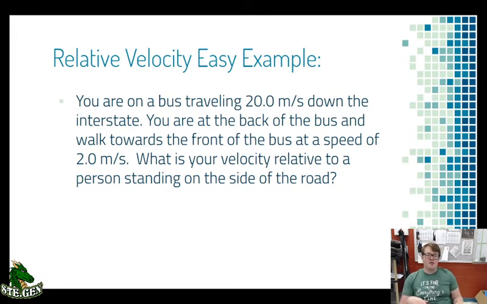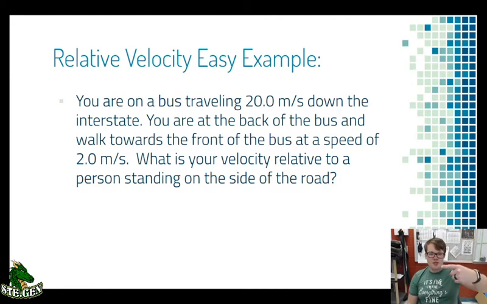So you can combine those vectors together, the bus relative to the viewer and you relative to the bus added together will give you your speed relative to the viewer, to someone standing on the side of the road. So they will see you inside the bus. The bus is moving at 20 meters a second, and you inside of it are moving faster than that. You are moving an additional 2 meters a second faster.